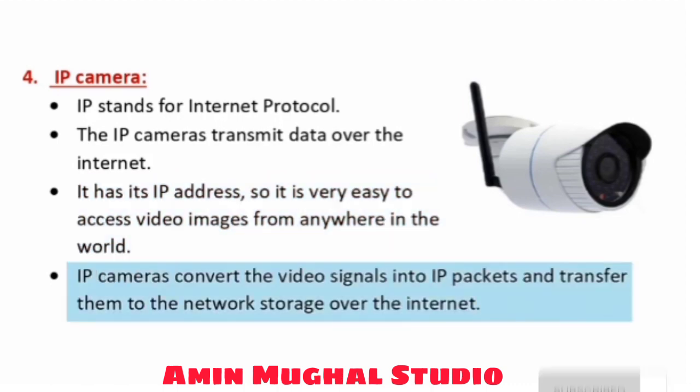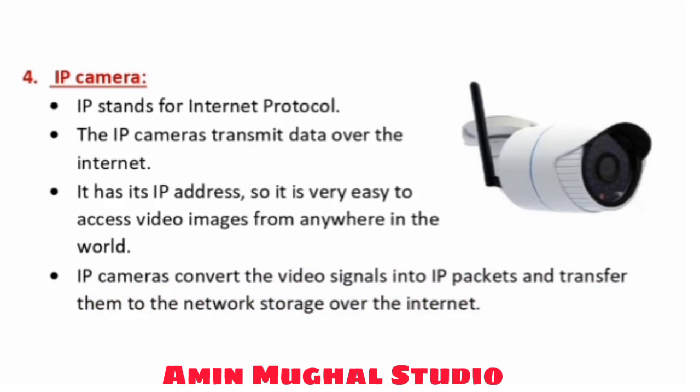Okay, then general CCTV cameras convert the video signals into a format that can be processed by DVRs, but IP cameras convert the video signals into small IP packets and transmit them to a network storage device such as a server over the internet. Okay, it transmits the data in the form of IP packets to the storage devices over the internet. And these cameras are an ideal choice for those who are often away from their location or continuously on the move, so the footage can be viewed from anywhere in the world via laptop or smartphone.